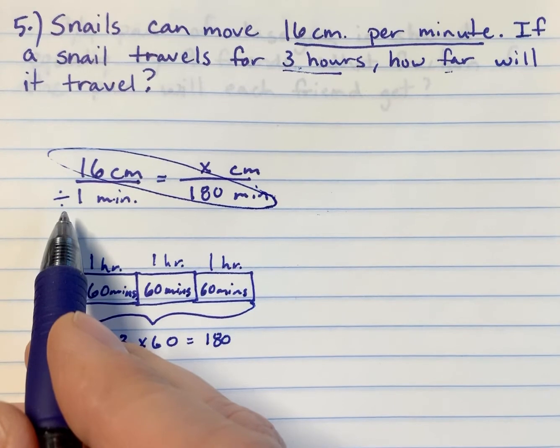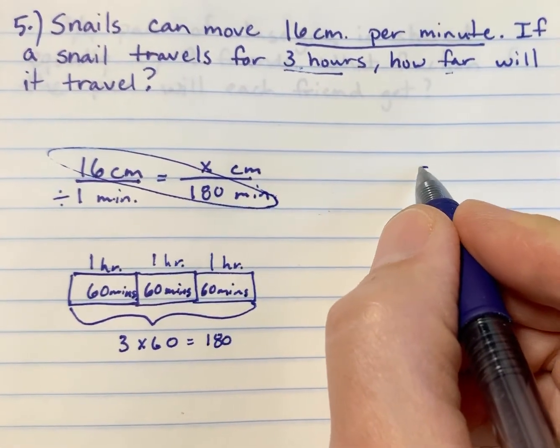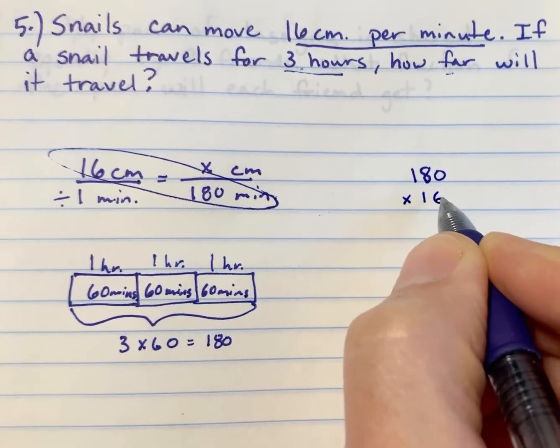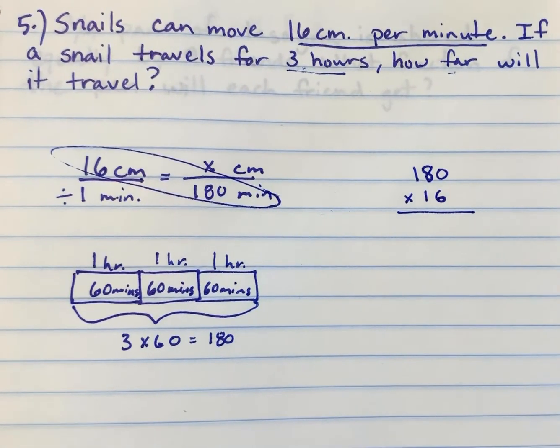And what happens to numbers when we divide by 1? They stay the same. So we don't really have to divide by 1. So all we really have to do is take this 180 and multiply it by 16, and that will give us our answer for how far a snail travels in 3 hours.